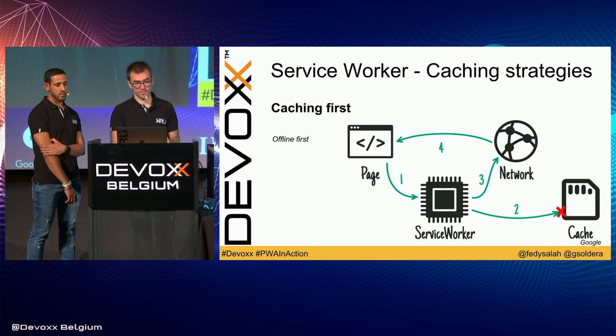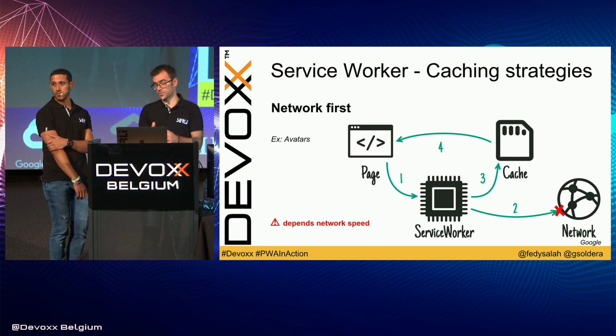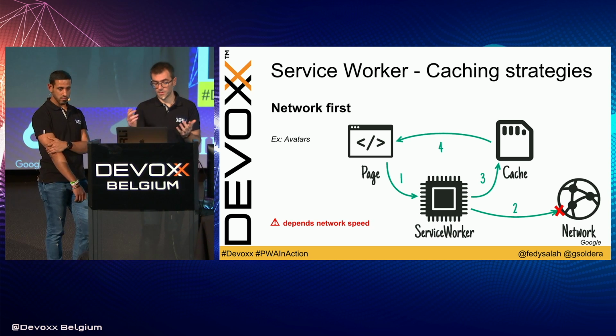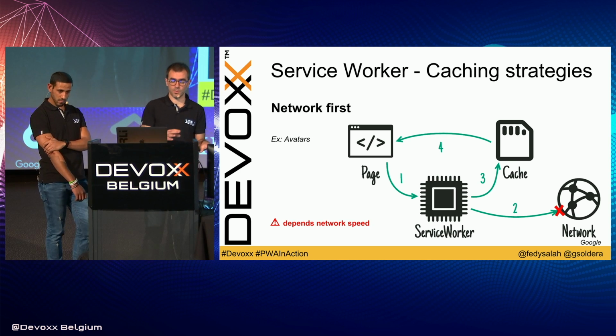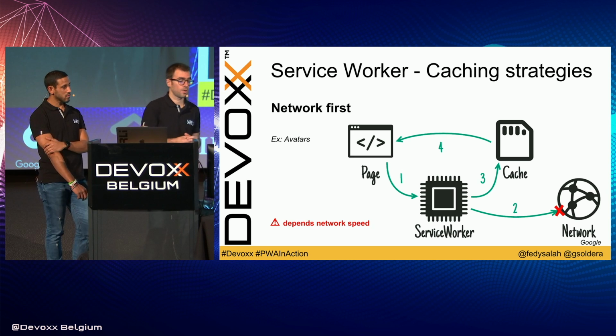back to the page. You have in the same way the network first, where the service worker first makes the real request over the network, and in case of failure, it looks up into the cache, then the response is sent back to the page. It's useful for avatars, for example, which can be updated frequently.